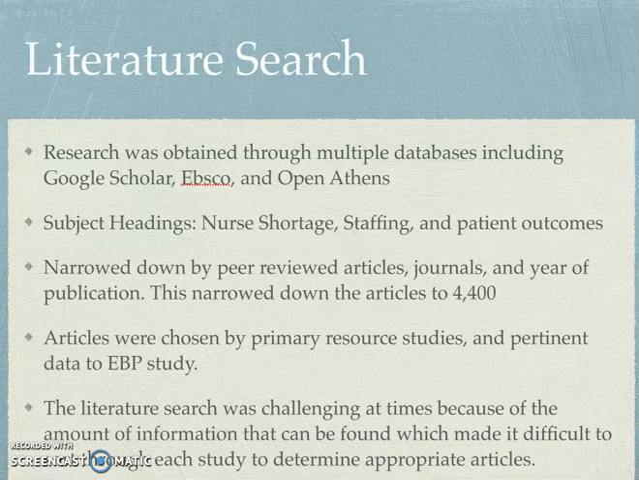The literature search was obtained through multiple databases, including Google Scholar, EBSCO, and Open Athens. Subject headings include nurse shortage, staffing, and patient outcomes. This was then narrowed down by peer-reviewed articles, academic journals, and the year of publication. This narrowed down the search to 4,400. Articles were then chosen by primary resource studies and pertinent data to the EBP study. The literature search was challenging at times because of the amount of information that can be found, which made it difficult to sort through each study to determine appropriate articles.